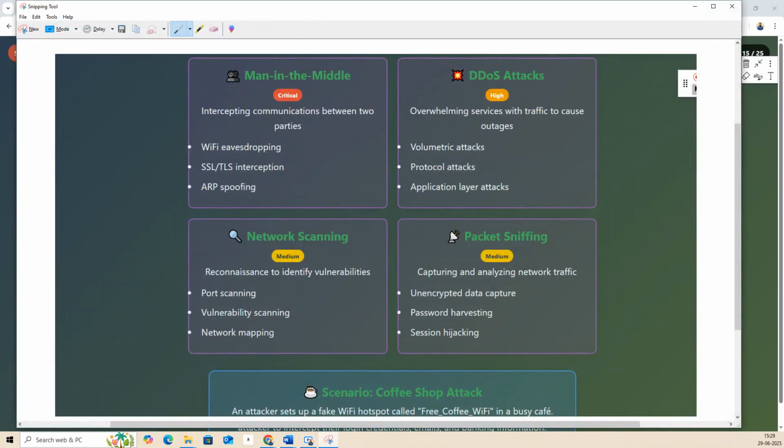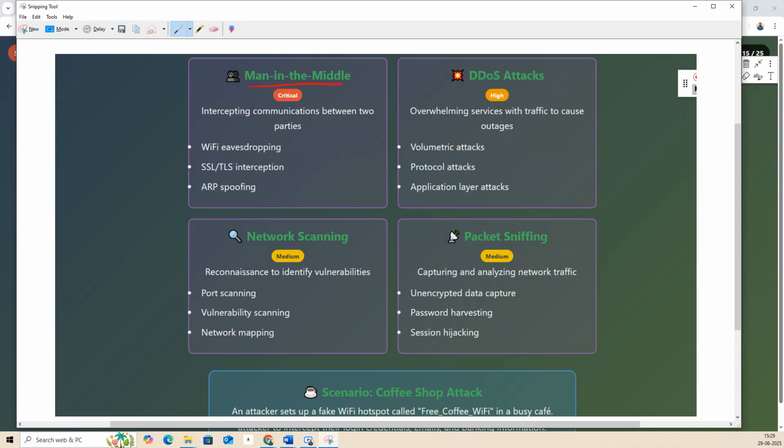Okay, network attacks target the communication channels that your business depends on. These attacks can interrupt your most sensitive communication, knock your service offline, or give attackers a roadmap to your entire infrastructure. Okay, man in the middle attack. What is a man in the middle attack?